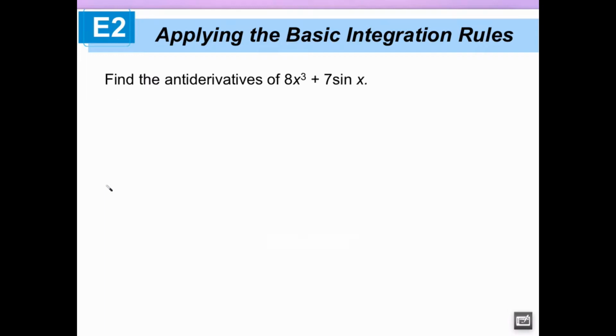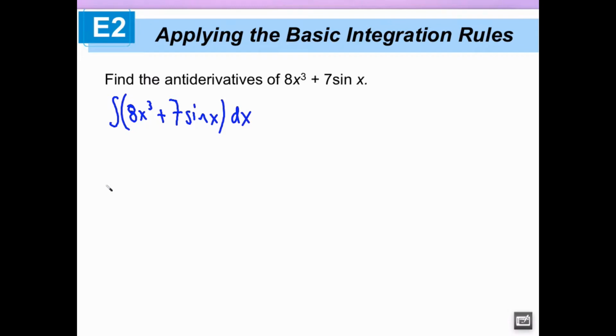In other words, we're looking for the antiderivative of (8x cubed plus 7 sine x) dx. And just to keep things above board, I'm going to get nitpicky when we first start this. This should be in parentheses because the dx applies to all of it.